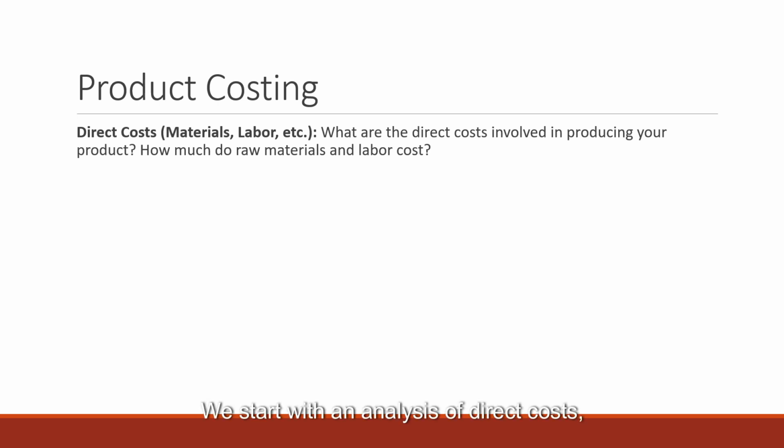We start with an analysis of direct costs, which are the expenses directly associated with producing each unit of a product. Direct costs typically include materials and labor. These costs cover everything from the raw materials required to create the product to the wages paid to workers who assemble or manufacture it. By calculating the exact cost of these inputs, we can determine the minimum amount we need to spend to produce each item. Knowing the direct costs per unit provides a foundation for setting prices that cover production expenses.